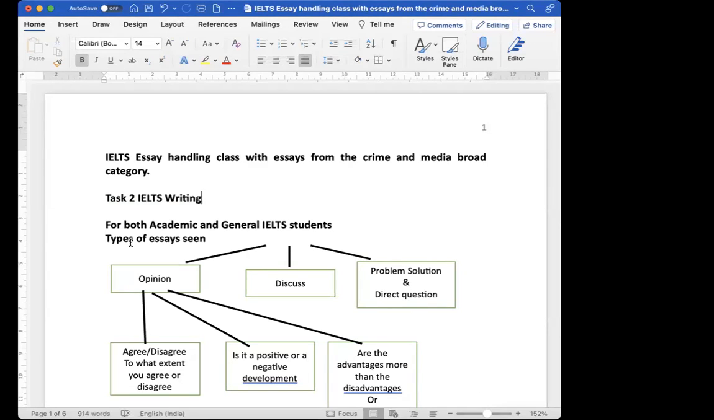See, this is for both academic and general, and the type of essays seen are opinion, discuss, and problem solution. There's a small fourth category which I call the direct question. So here I've clubbed the direct question with the problem solution.